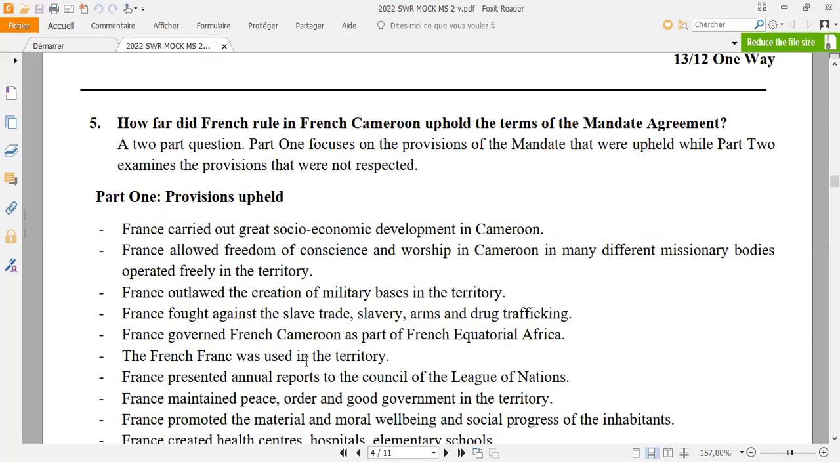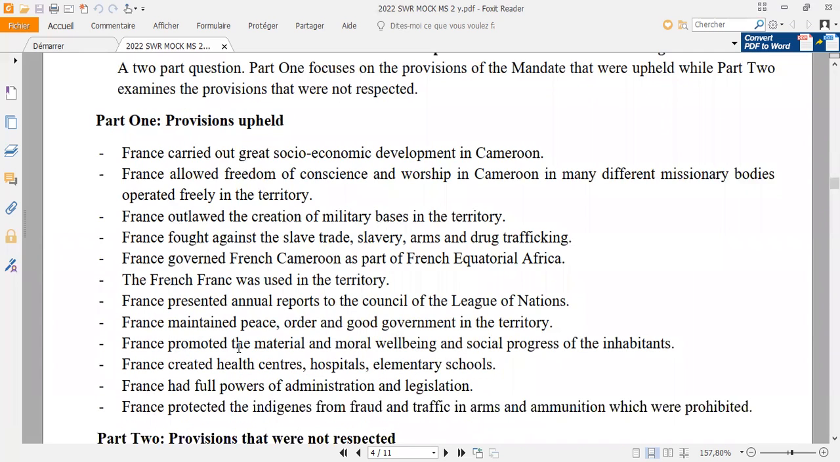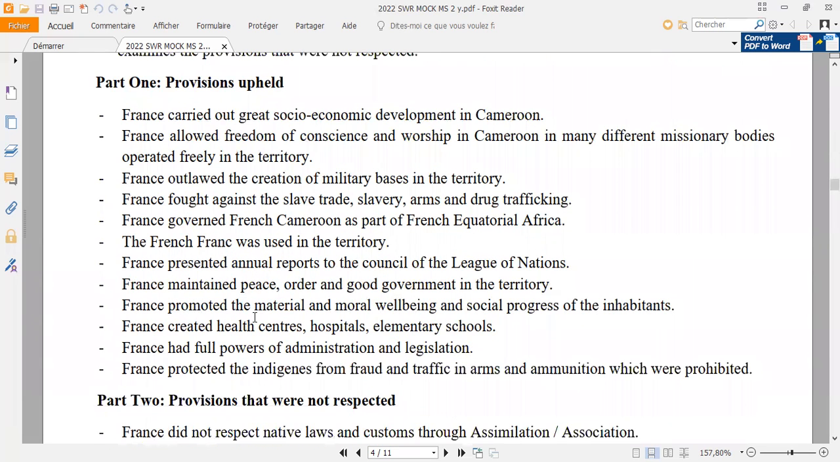For example, the French carried out great socio-economic development in Cameroon. France allowed freedom of conscience and worship in Cameroon, with many different missionary bodies operating freely in the territory, right? France outlawed the creation of military bases in the territory. France fought against the slave trade, slavery, and arms and drug traffic. France governed French Cameroon as part of French Equatorial Africa. The French language was used in the territory.